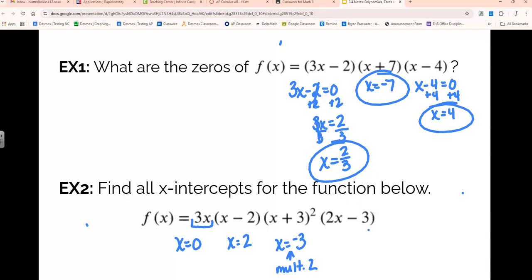How about this last one? That one's one we've got to think about a little bit harder, right? But all we've got to do is say 2x minus 3 would equal 0. So we would add that 3. So 2x equals 3. We'll divide by 2. So x would equal 3 halves. And you can do 1.5 also if you'd rather have a decimal for that.